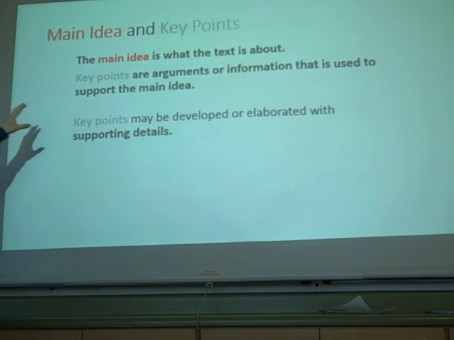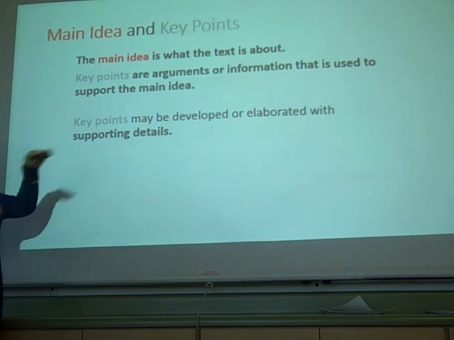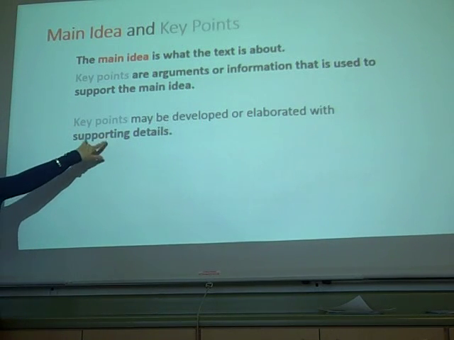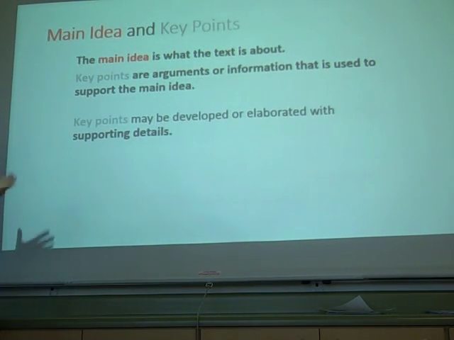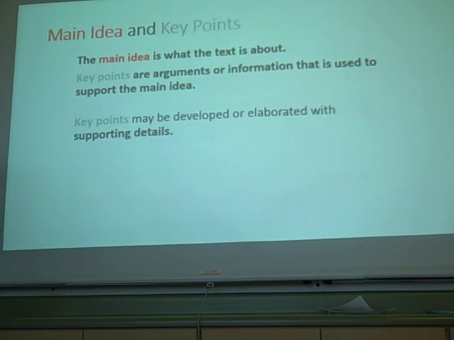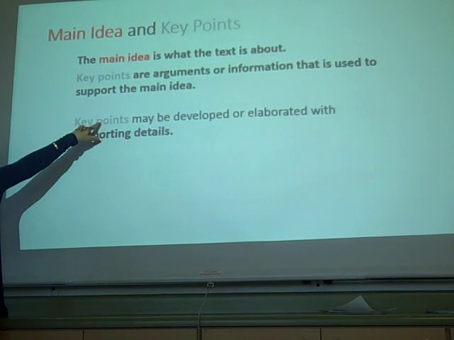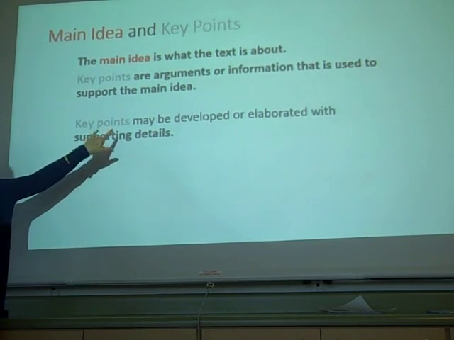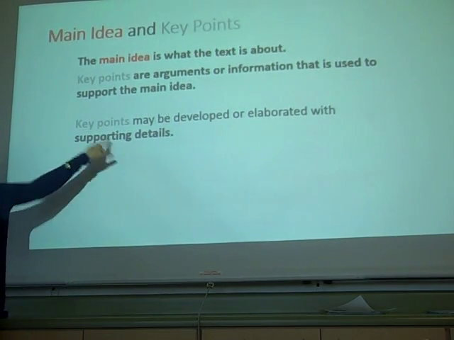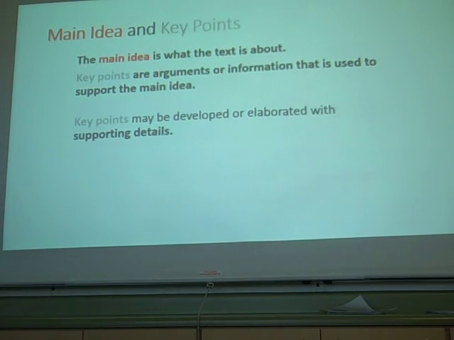When the key points are there, they can be developed or elaborated with supporting details. If you write an outline and you have the major one, like Roman numeral 1, and you have A, B, C, Roman numeral 2, and sometimes you can actually get even the capital A and then the small a, because you have so much information. When you are writing a summary, you include the key points, but you do not include those supporting details. Okay?